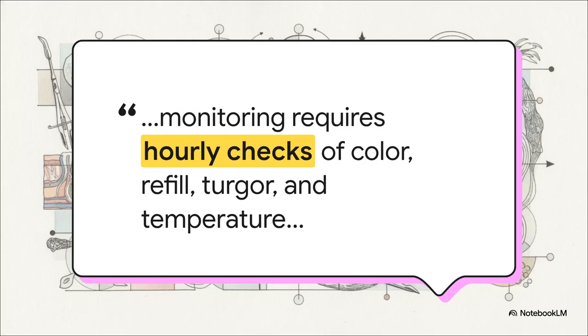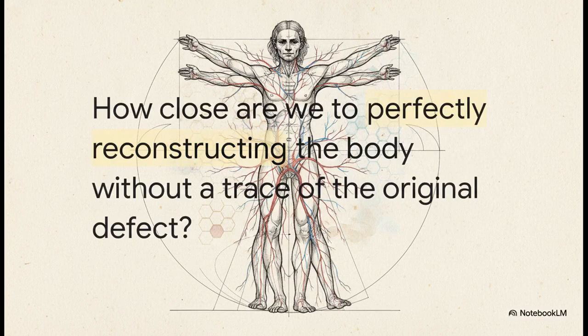This all leads to our final pearl. Reconstructive monitoring requires incredibly strict, hourly checks of color, refill, turgor, and temperature. Because at the end of the day, reconstructive surgery is a delicate negotiation with the body's vascular system. So, I'll leave you with this to think about. As our understanding of surgical geometry deepens and microvascular techniques continue to evolve, how close are we to perfectly reconstructing any part of the human body without leaving a single trace of the original defect?